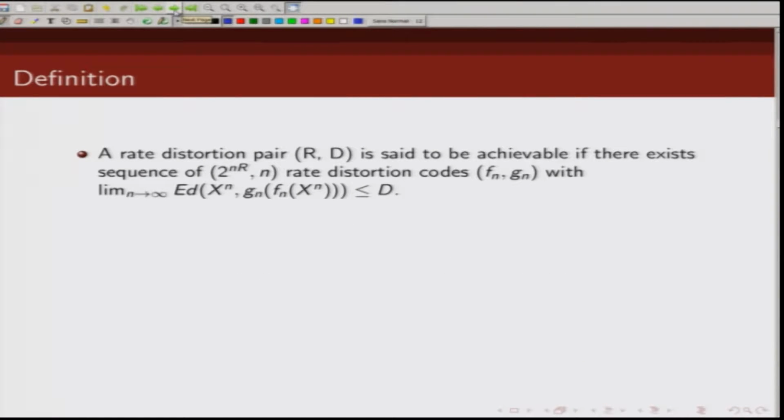We say a rate distortion pair, denoted by this rate R and this distortion D, is said to be achievable if there exists a (2^(nR), n) rate distortion code with the following encoding and decoding functions, such that as n tends to infinity, the expected distortion is less than or equal to the given distortion D.